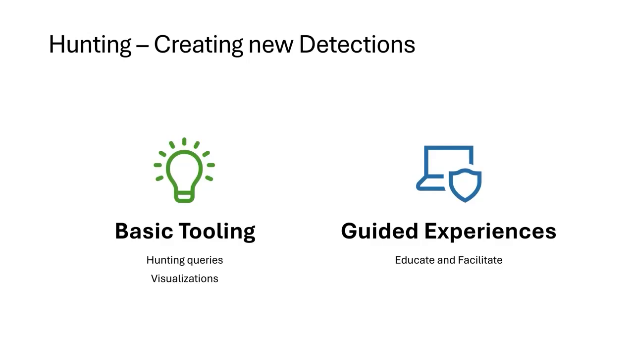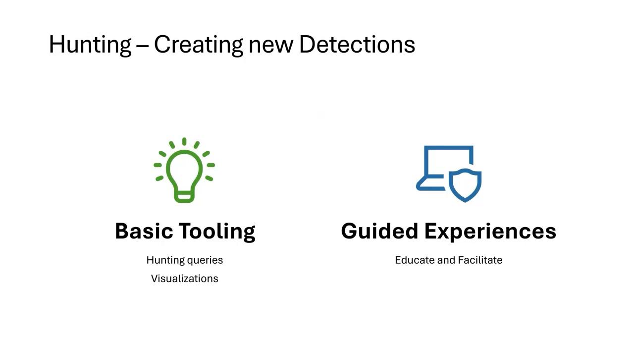So we talked about hunting a little bit as being that thing where you get a bad smell and try to figure out why you got a bad smell and how we're going to detect things that produce bad smells in the future. So Sentinel has some basic tooling for this, the hunting queries. It also has a set of visualizations. These are things that you can do in Kusto, which is the query language that is native to Sentinel, that allow you to sort of poke around data and experiment with it and figure out what's going on.